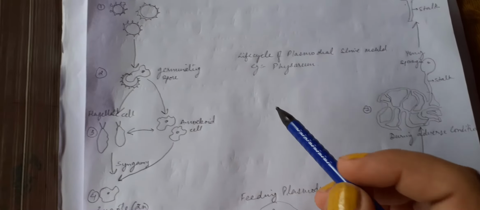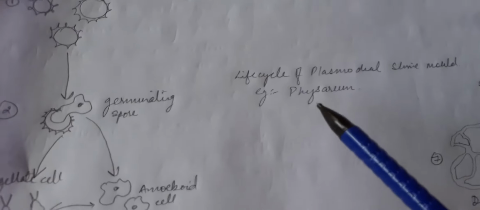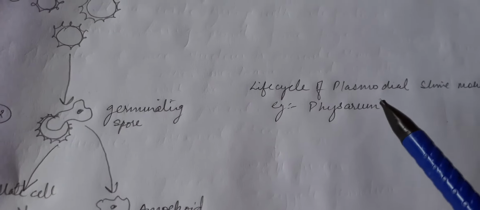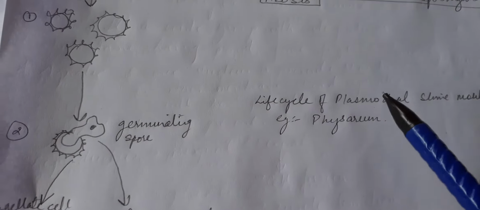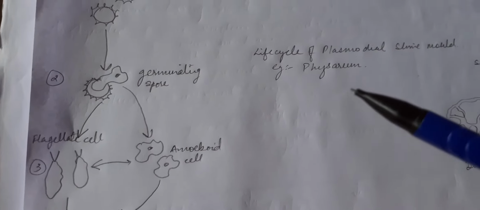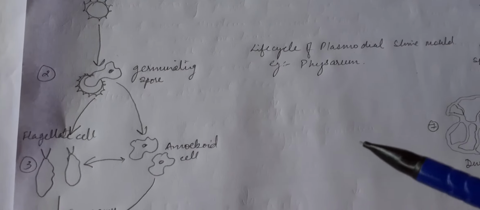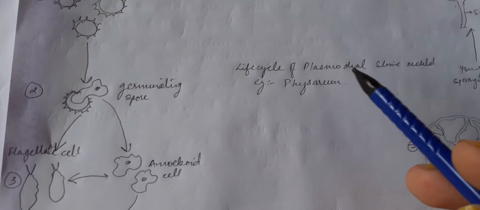This is a typical life cycle of slime mold. I'm going to be picking up Physarum. Physarum has got a typical stage of plasmodium, which is why I picked this organism from slime molds. So you would derive from my statement that there are two types of slime molds. One includes this plasmodium, another one does not.